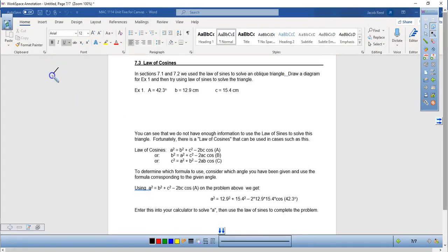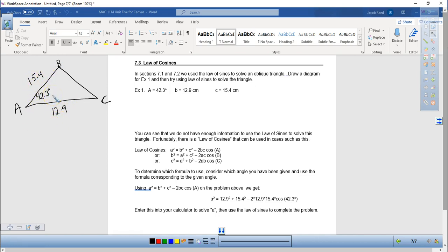So I'm going to draw my triangle for example 1. Alright, so ABC, angle A is 42.3 degrees. Across from angle B, which we don't know, is 12.9. And across from C is 15.4. So normally when we're given a triangle, we first need to see if it fits the ambiguous case of law of sines. This one's a side angle side, so we're not looking for ambiguous.